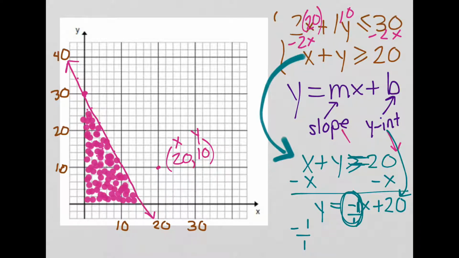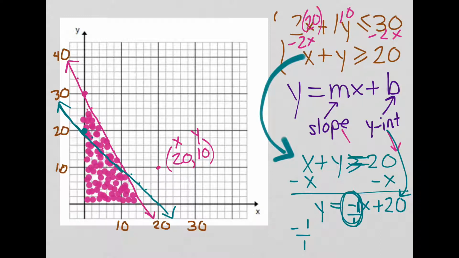So I'm going to go to 20 on the y-axis. That is my new y-intercept. Then I'm going to go down 1 over 1, down 1 over 1, down 1 over 1, until I get to here. Let's see if I can connect these and make it kind of straight. Sure, like that.